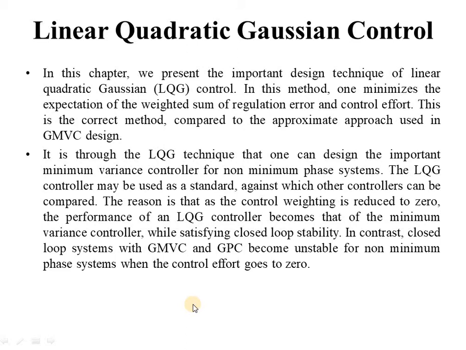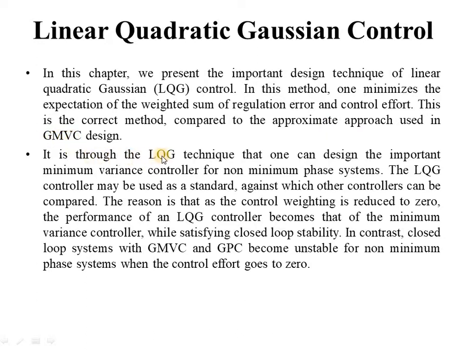Today we start with the new topic, that is linear quadratic Gaussian control. In this chapter we present the important design technique of linear quadratic Gaussian control. While designing this method, we have to minimize the expectation of the weighted sum of the regression error and the control effort. This is the correct method to design any controller as compared to the approximate approach which is used to design the generalized minimum variance control.